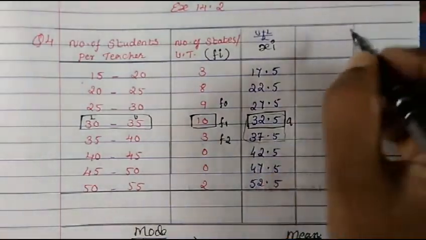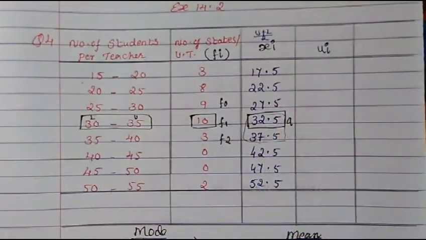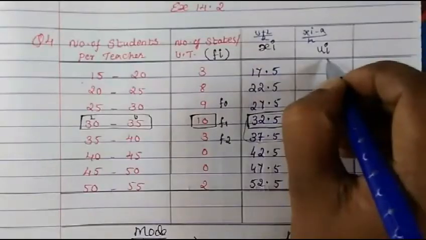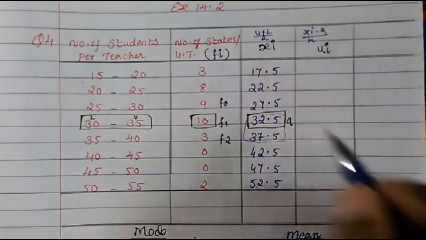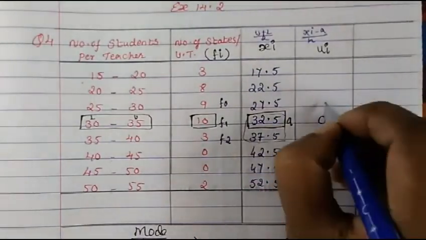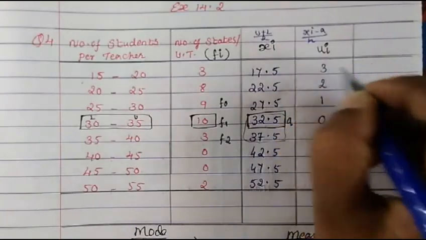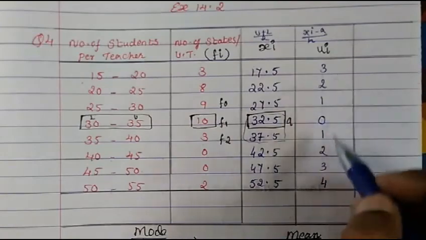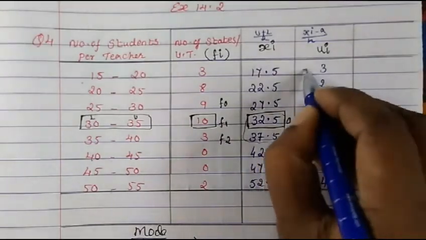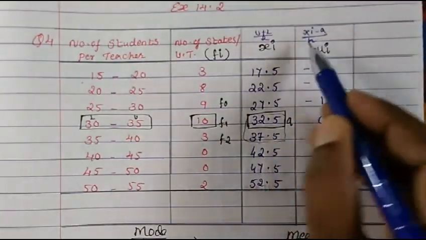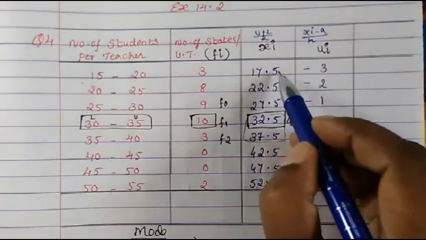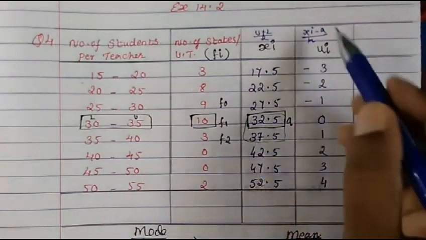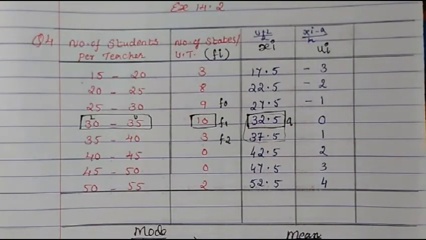Once you have A, we will find out ui. How do we find ui? Xi minus A divided by h gives us ui. No need to do all this calculation. Just see where A is, put 0 there. Then write the counting numbers going down and up. Whatever is above 0, put everything in negative. If you want to verify, you can: xi minus A, 17.5 minus 32.5 divided by h, that is the class interval. You will get the same answer.